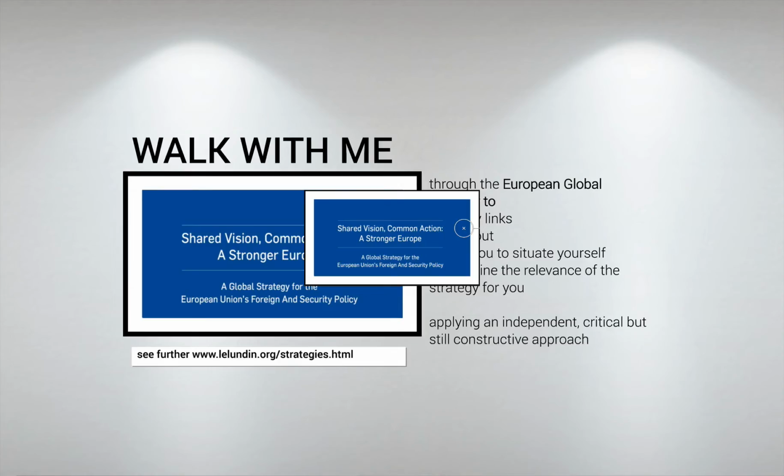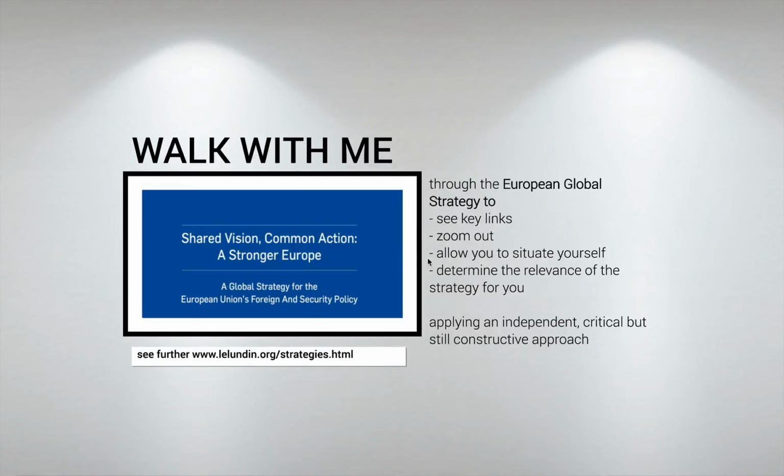Hi, walk with me through the European global strategy to see key links, to zoom out, to allow you to situate yourself and to determine the relevance of the strategy for you. So I will be applying an independent, critical but still constructive approach to the strategy, which was put forward to the EU heads of state and government at the end of June 2016, and which will now be up for discussion across Europe.